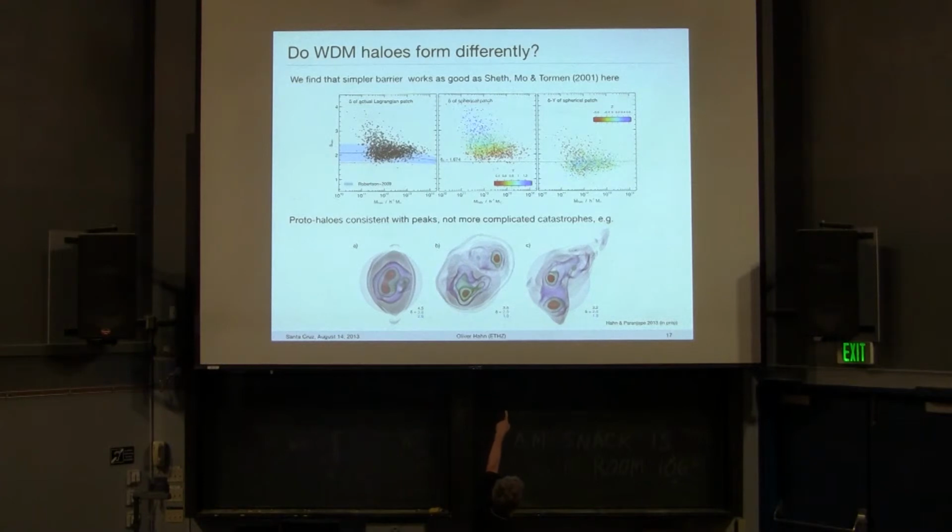This correlation is so strong that we can use it to get a very simple barrier, which is just density minus the largest versus the smallest velocity strain. And we get a new barrier. There is no sign that there is anything special about the barrier apart from that. We can also look at the proto-halo shapes. They're all consistent with peaks. Nothing seems to be different about these halos.